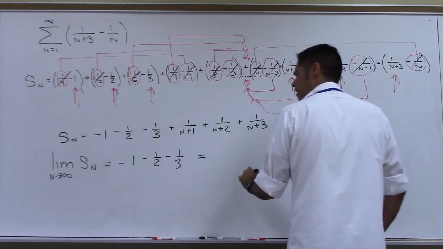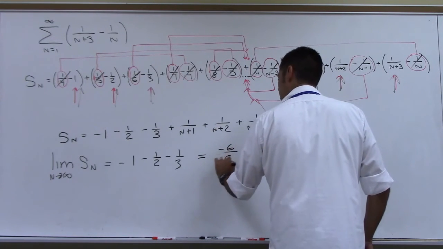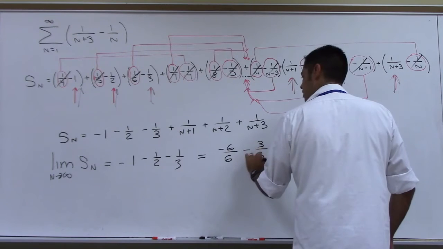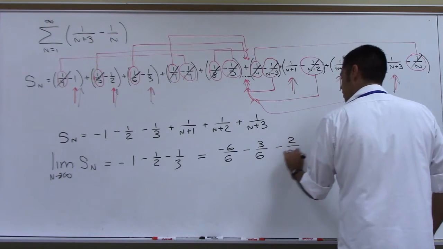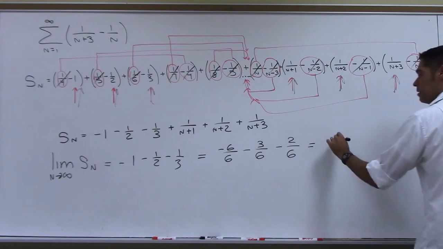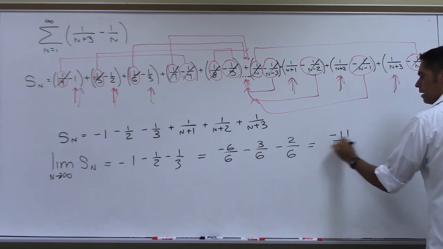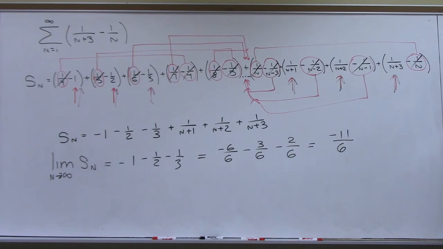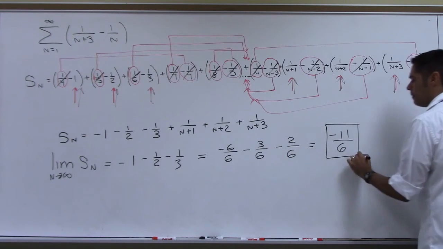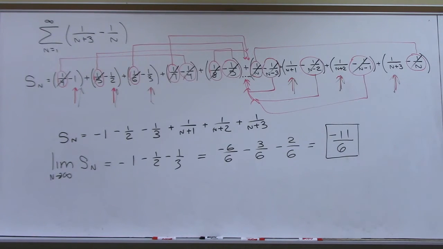Let's figure out what that is. Get a common denominator. How about 6? So -6/6 minus 3/6 minus 2/6, which is -11/6. So the answer is what the series converges to. That's right, this is what the series converges to.